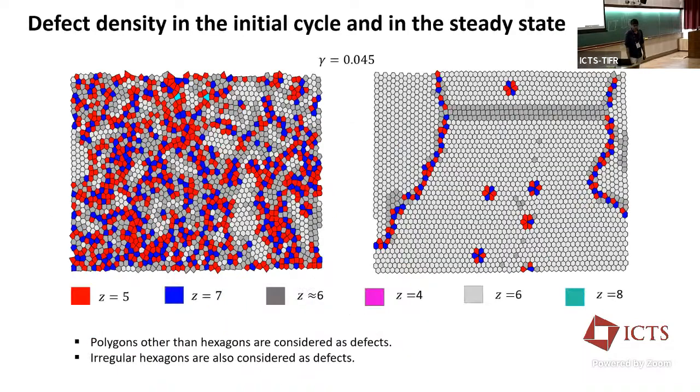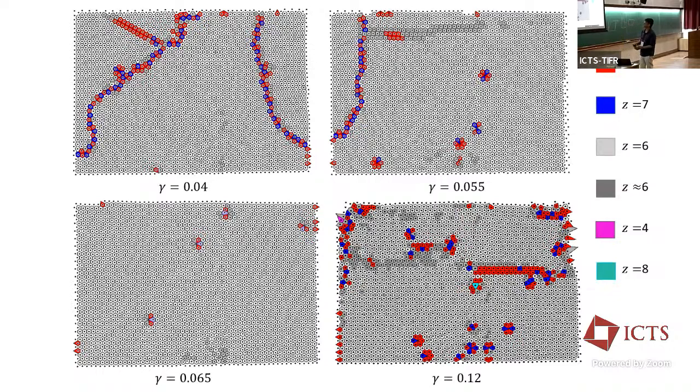Okay. You can actually do a Voronoi construction of these particles, find out the defects that you have in your system, and then plot the number of defects as a function of your strain amplitude. And obviously, as you increase the strain amplitude, you find that there's a sweet strain amplitude, which is 0.65, at which you have almost no defects.